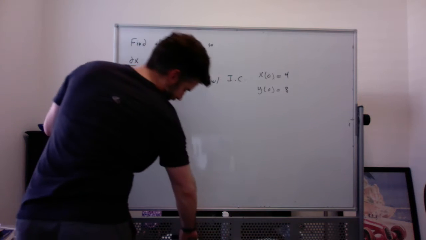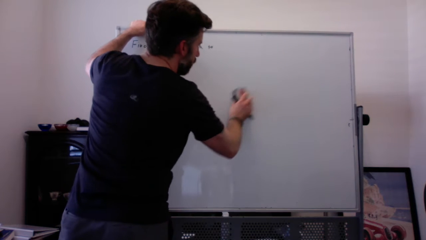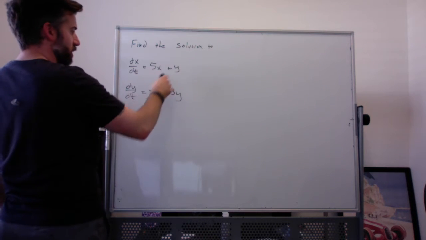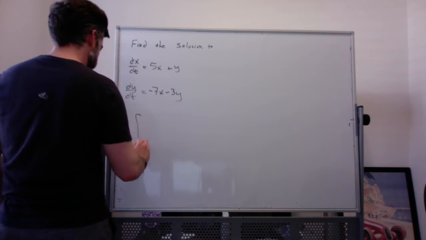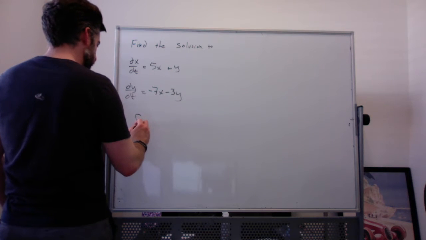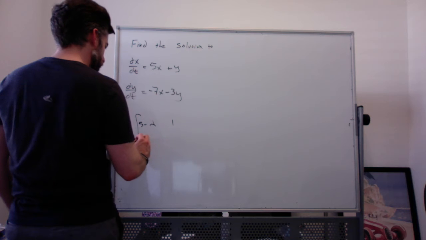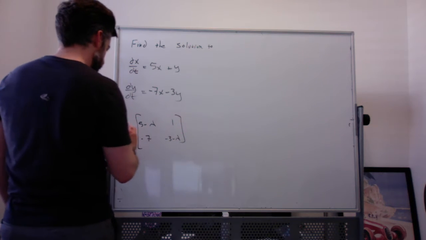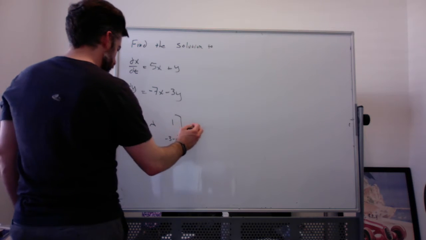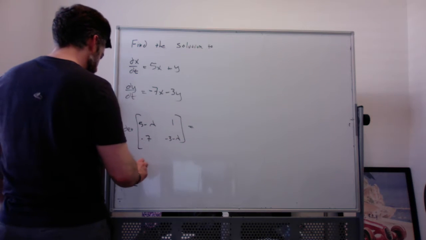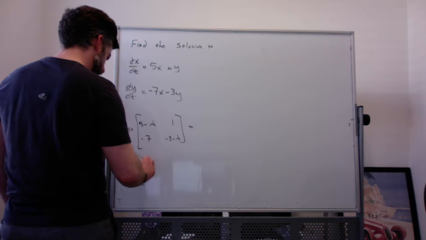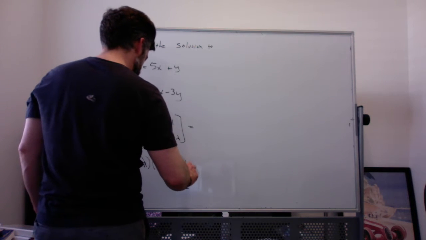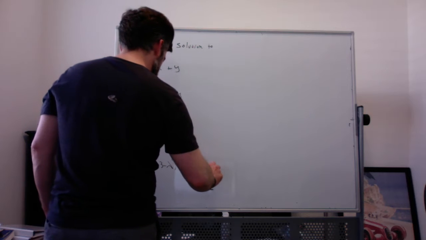I'm going to erase that because it's on the other side of the board. We'll get to it in a minute. So eigenvalues, our matrix A is 5, 1, negative 7, negative 3. So we've got 5 minus lambda, 1, negative 7, negative 3 minus lambda. Taking the determinant of that, we're getting 5 minus lambda times negative 3 minus lambda, minus 1 times negative 7, equal to 0.